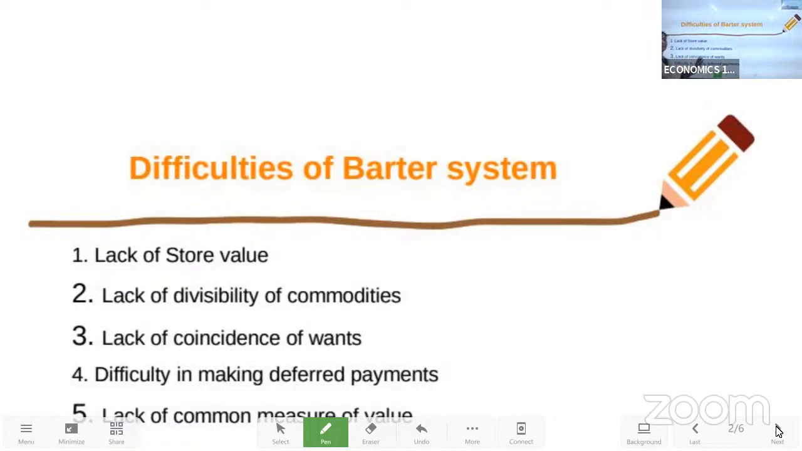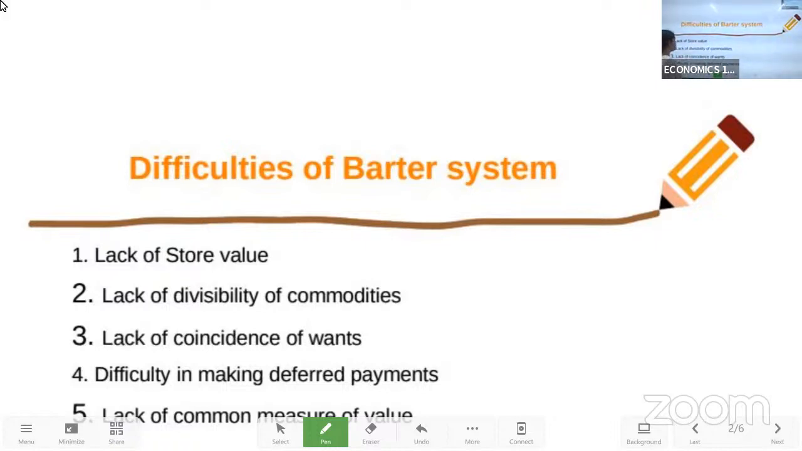And the fourth one is difficulty in making of deferred payments. And the fifth one is lack of common measure of value. So these are the 5 difficulties which we faced under the barter system. Let me see each one of these difficulties one by one.